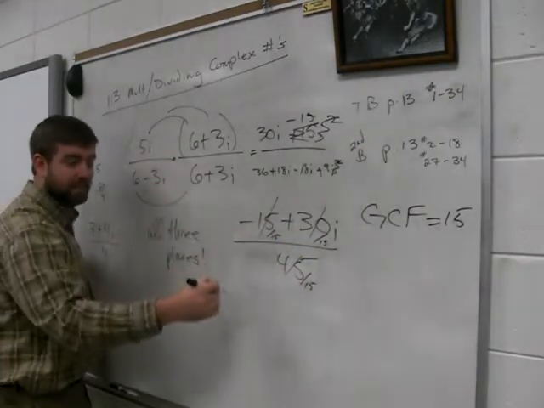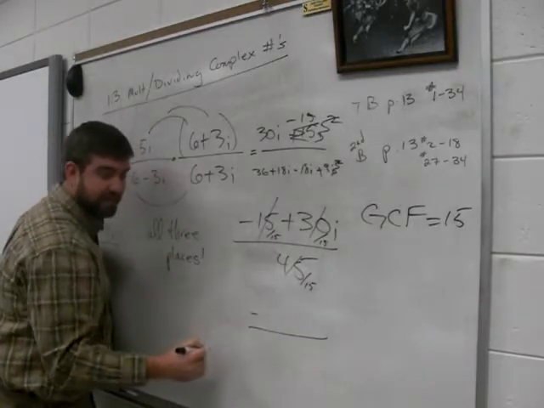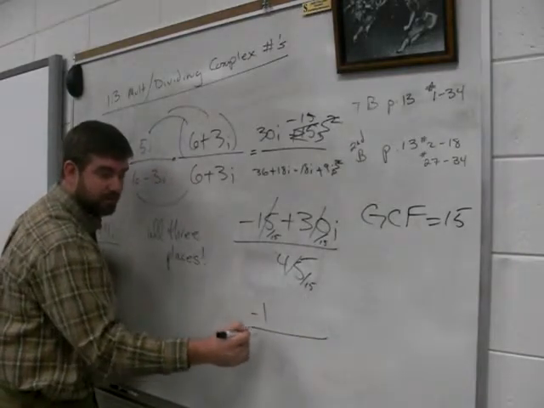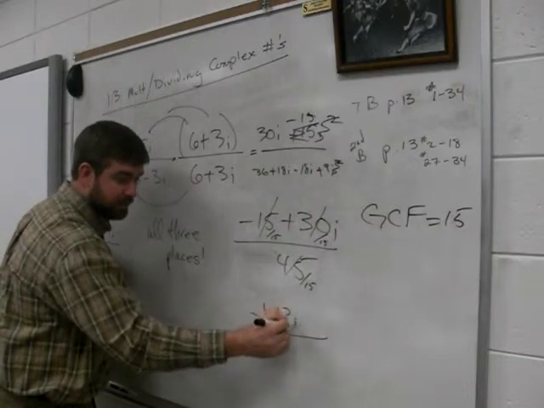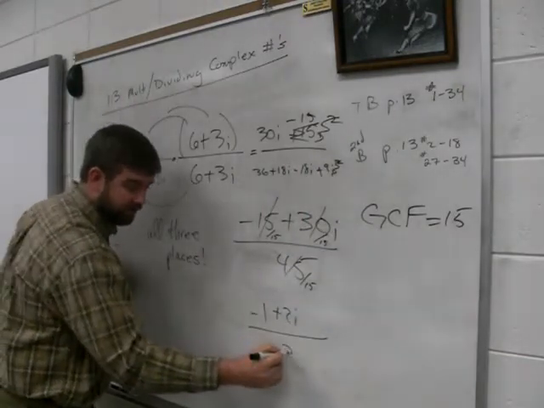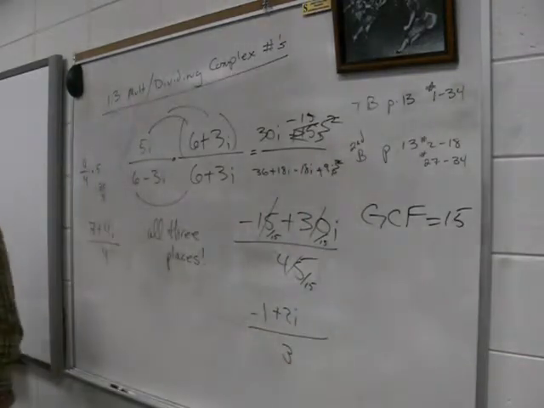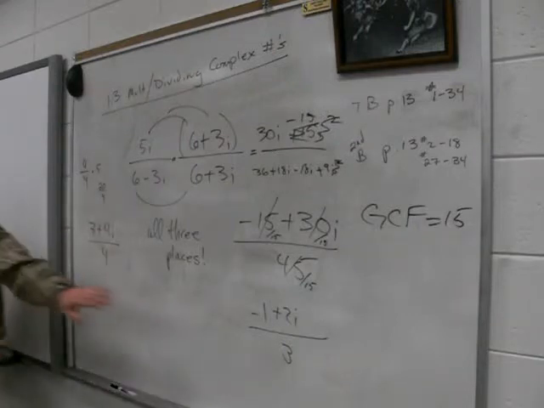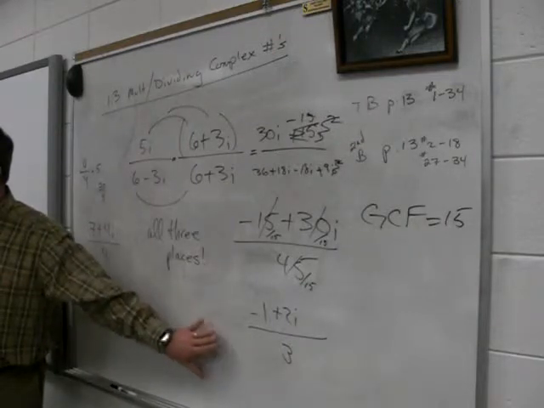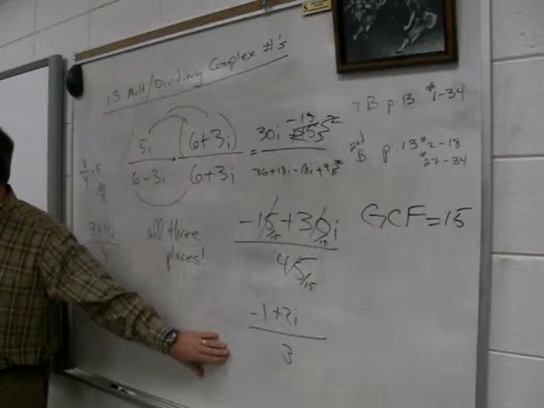All 3 places. So my final answer is going to be what? Negative 1 minus 2i plus 2i all over 3. Okay? This is the only correct answer. You'll only be given credit if you cancel.